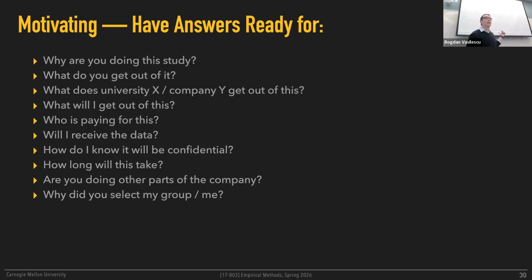A list of questions that you should probably have answers ready for your interview participants. You probably need to have answers ready for these questions also for the IRB approval. Why are you doing the study? Who's paying for it? How is the data going to be used, et cetera, et cetera. Why did you select that person to talk to and not someone else?